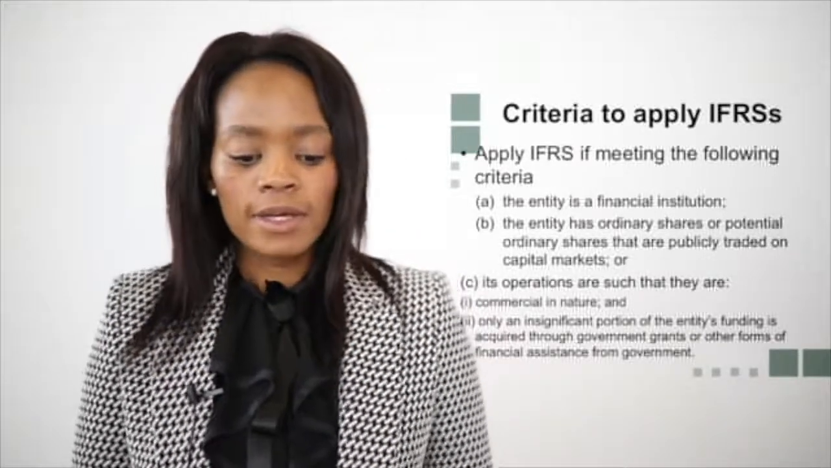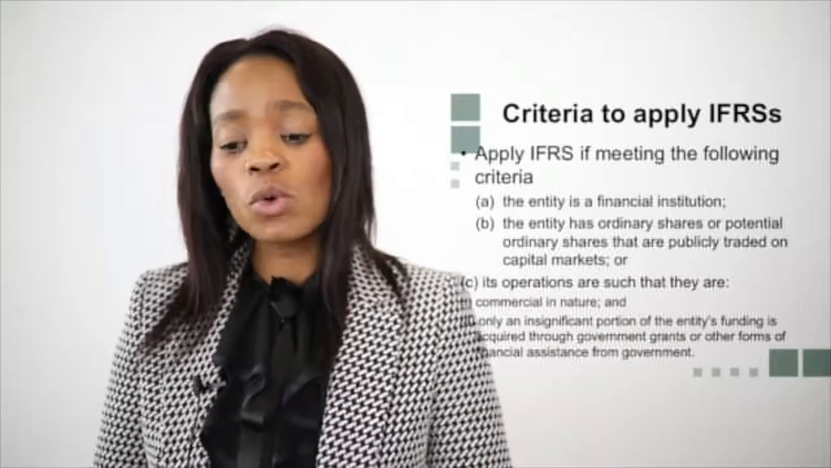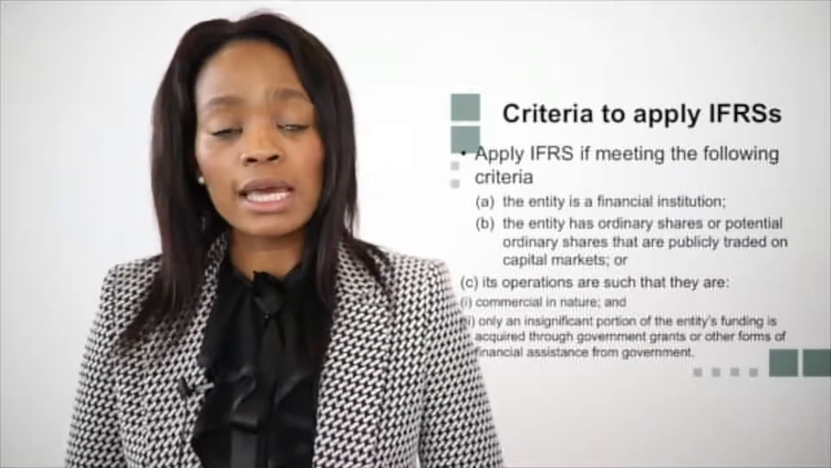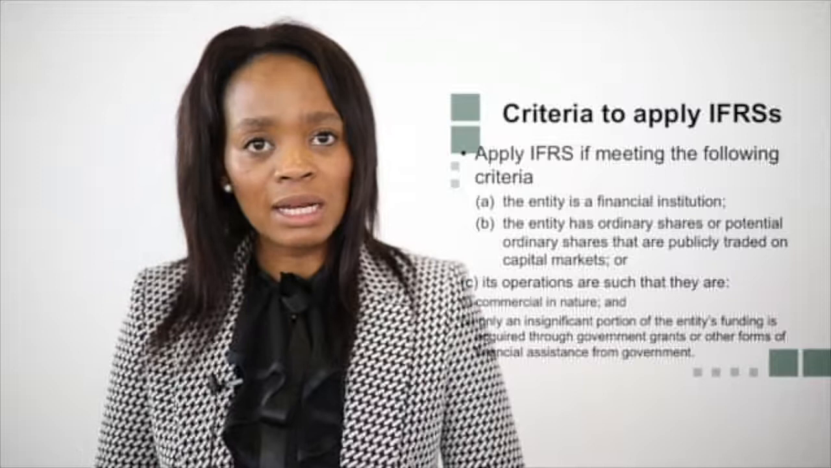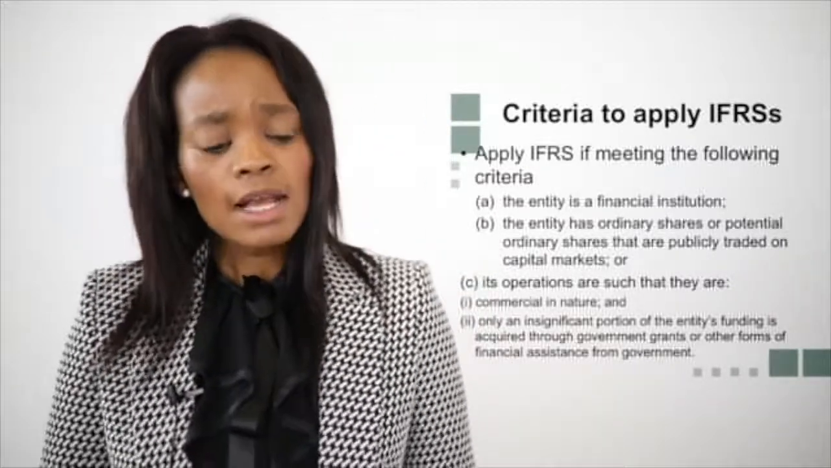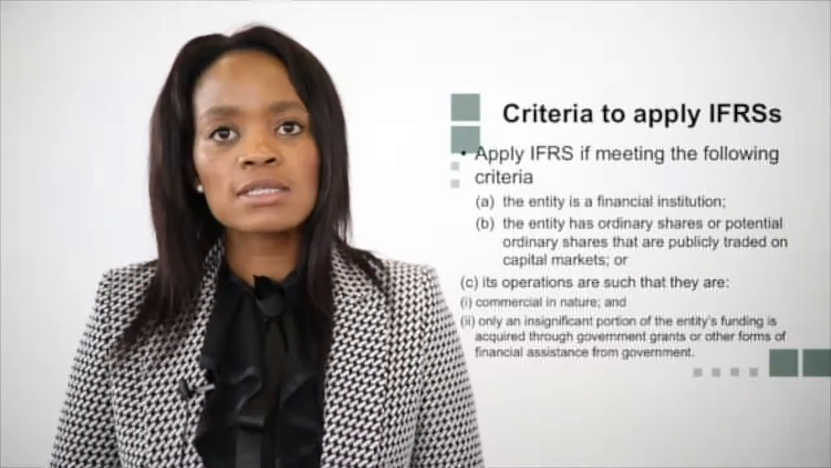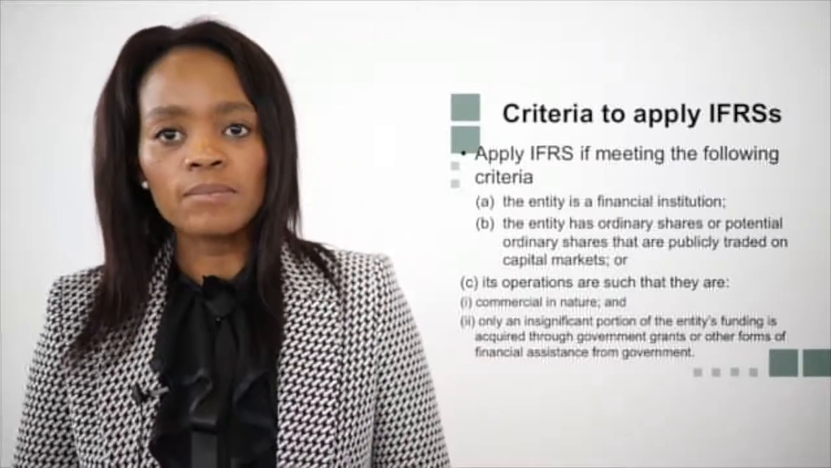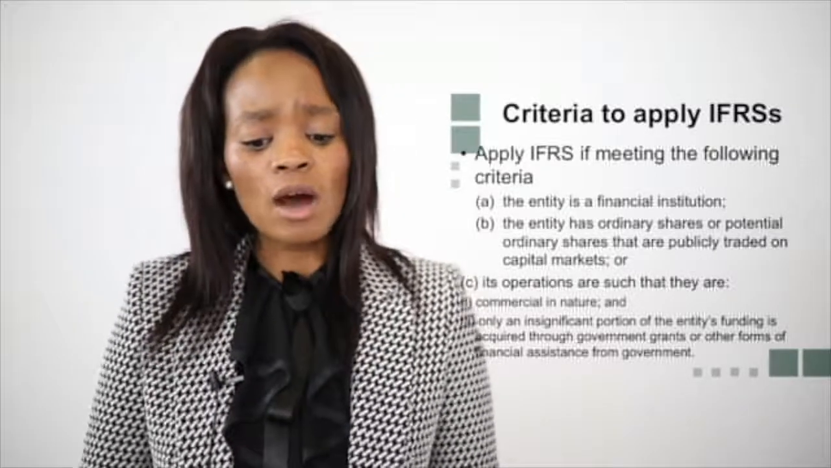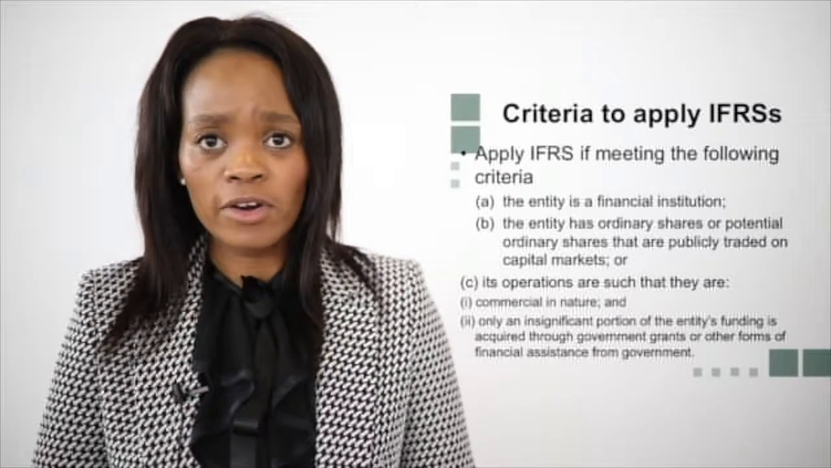The second criteria deals with equity instruments. If an entity has issued ordinary shares or has potential ordinary shares that are publicly traded on capital markets, then that entity would apply IFRSs. The reason for this is that the board considered the regulatory requirements in respect of equity instruments. For instance, as part of the JSE listing requirements, entities that have issued equity instruments that are traded on the JSE need to provide their financial information in IFRSs.